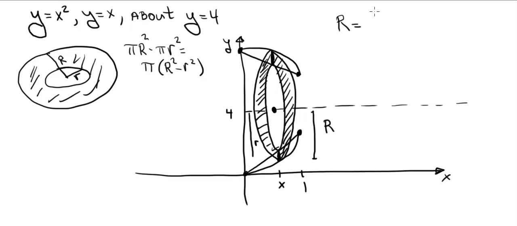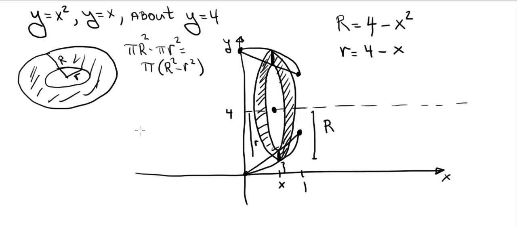How do we compute big R as a function of x? From the axis of rotation to the x-axis, the distance is 4. That clearly is too big. We have to subtract this part, which is the y-coordinate of the point on the parabola corresponding to x. That y-coordinate is x squared. So the big radius is 4 minus x squared. The little radius, similarly, is 4 minus the y-coordinate of the point on the line, and that of course is x. So big radius 4 minus x squared, small radius 4 minus x.